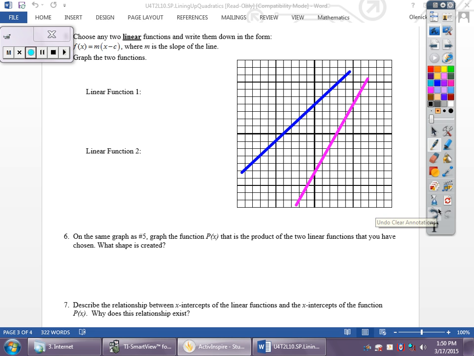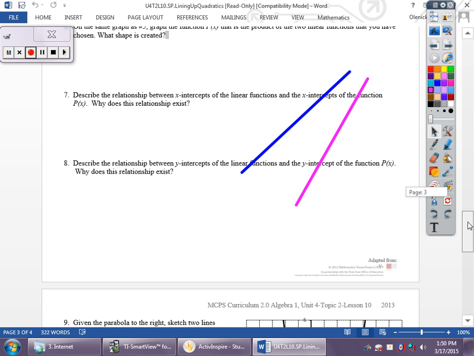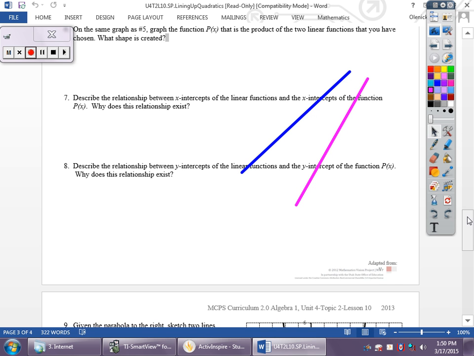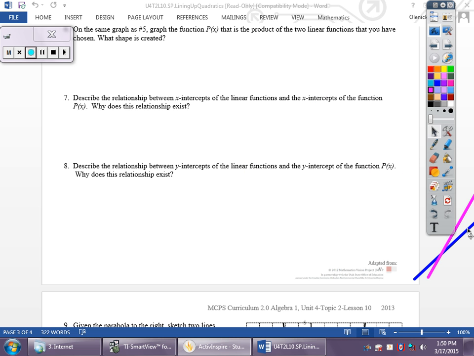So we're going to go ahead and clear the annotations. I'm going to move the screen down. Okay. So we're going to talk about the relationships. They want to know the x-intercepts of the 2 lines. So the first line, the x plus 4, my x-intercept was x equal to negative 4. And when I had 2x minus 3, my x-intercept was positive 3.